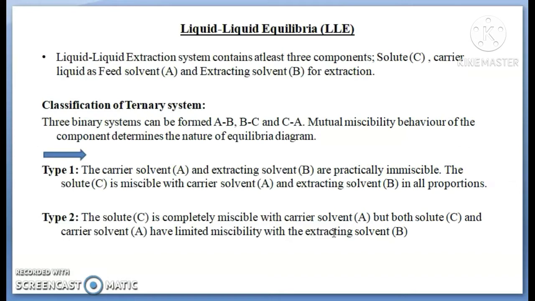Second type: the solute C is completely miscible with the carrier solvent, but both solute C and the carrier solvent have limited miscibility with the extracting solvent B. That means type 2 consists of a solute C where both the solvents are partially miscible with each other. So here we can find different types of binary mixtures in this case. We'll be studying them one by one.